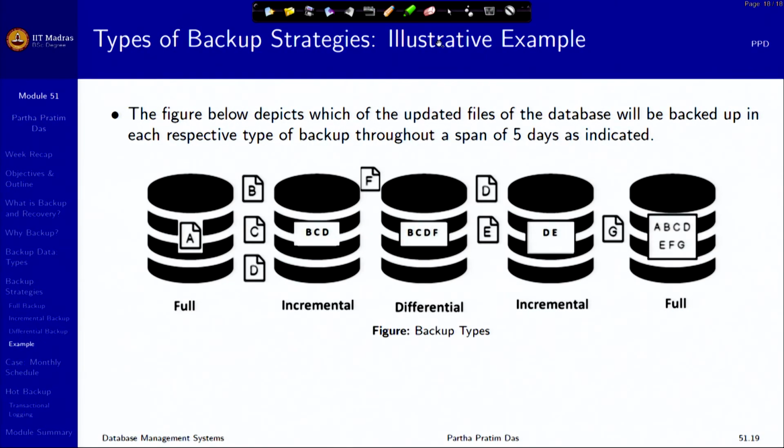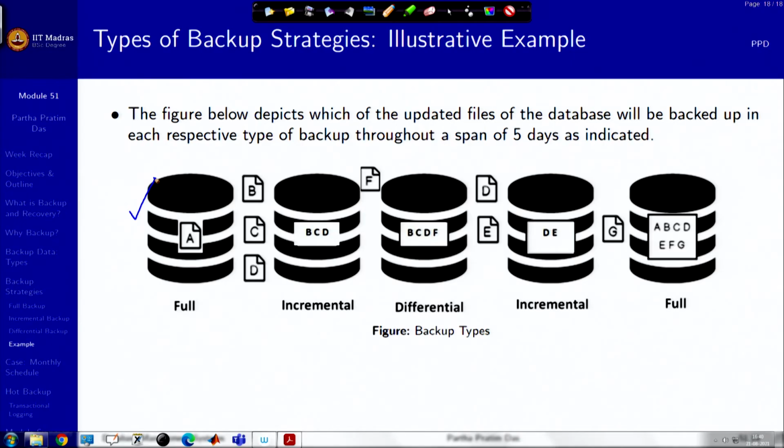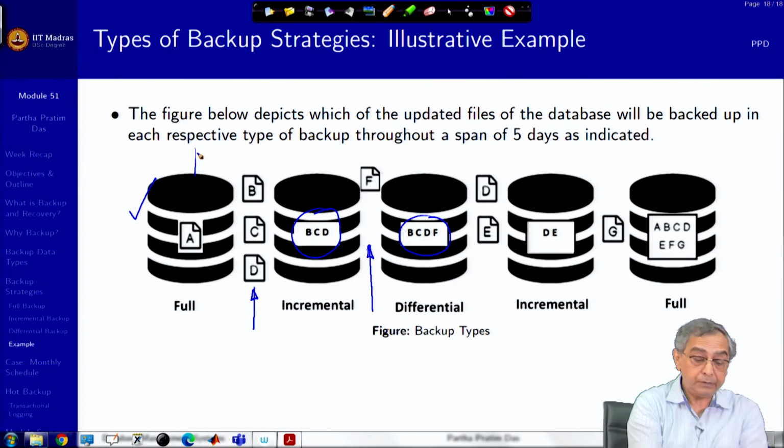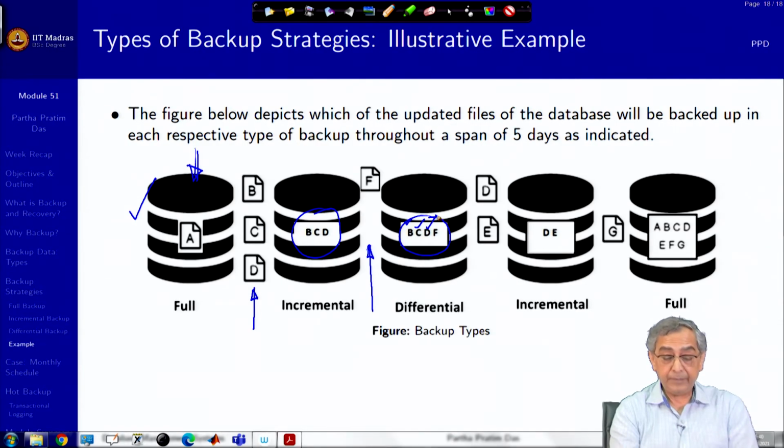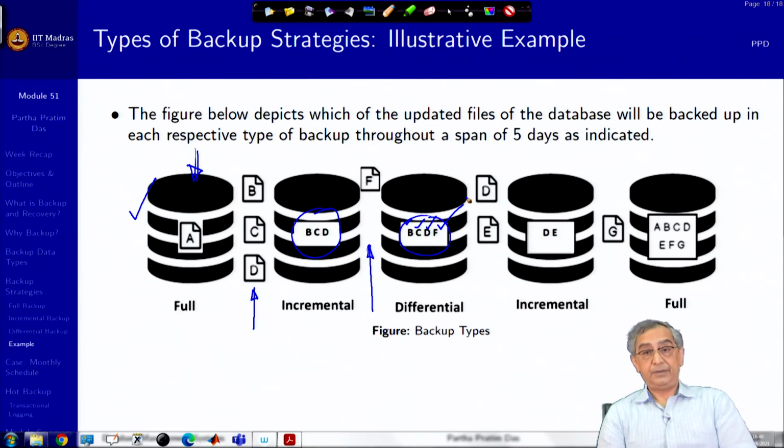So, this is just an illustration of what you back up according to this strategy. Here you are backing up everything, the full backup. After that, B, C, D, these 3 files have changed. So, when you do that incremental, you just back up B, C, D. After that backup, file F has changed. So, when you do differential, you are doing it with respect to the full. So, you back up B, C, D as well as F.